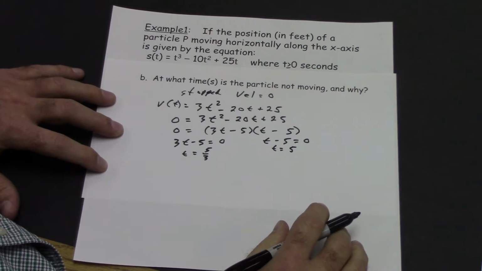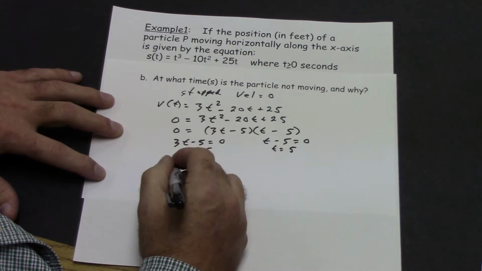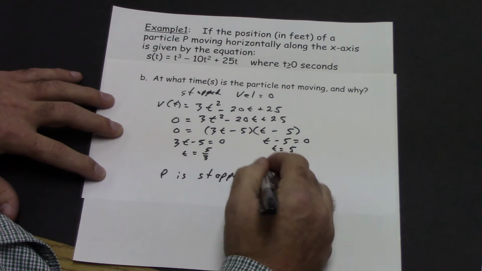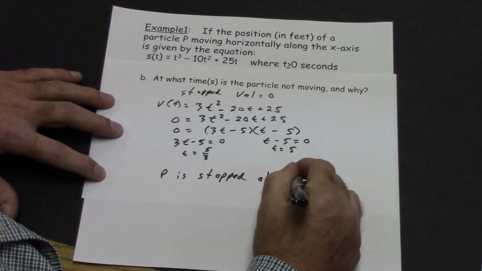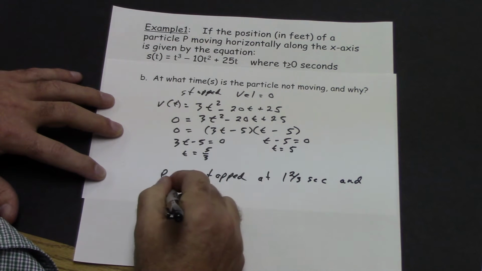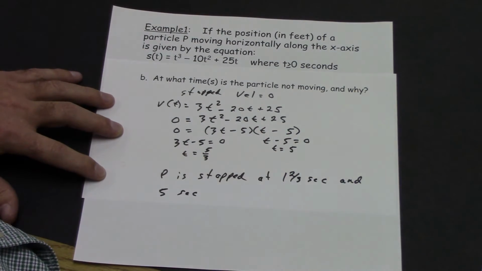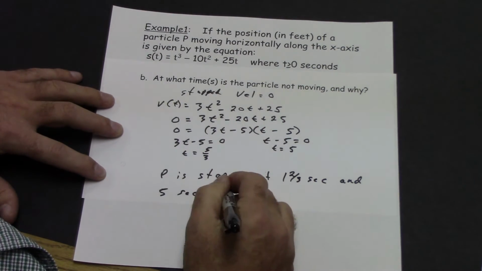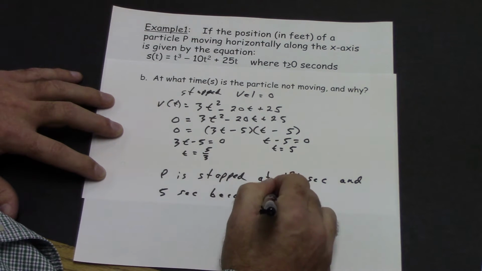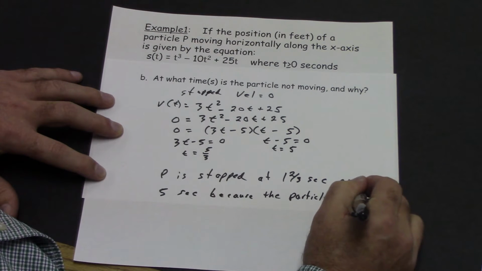So we can conclude that this is where the velocity is equal to 0. That means that the particle P is stopped. The particle is stopped at 1 2/3 seconds and 5 seconds. And we have to justify this, right? So, why? We can conclude that it's because the particle is changing directions.